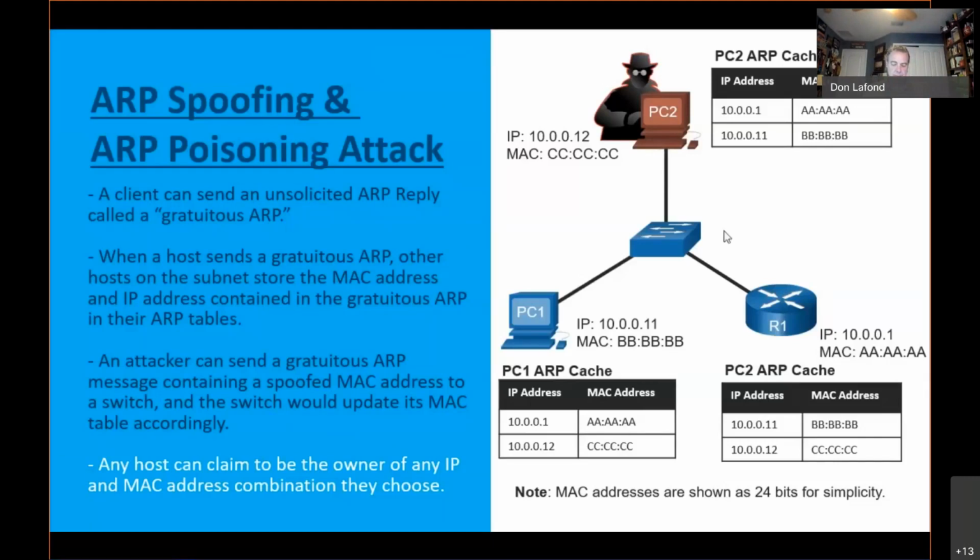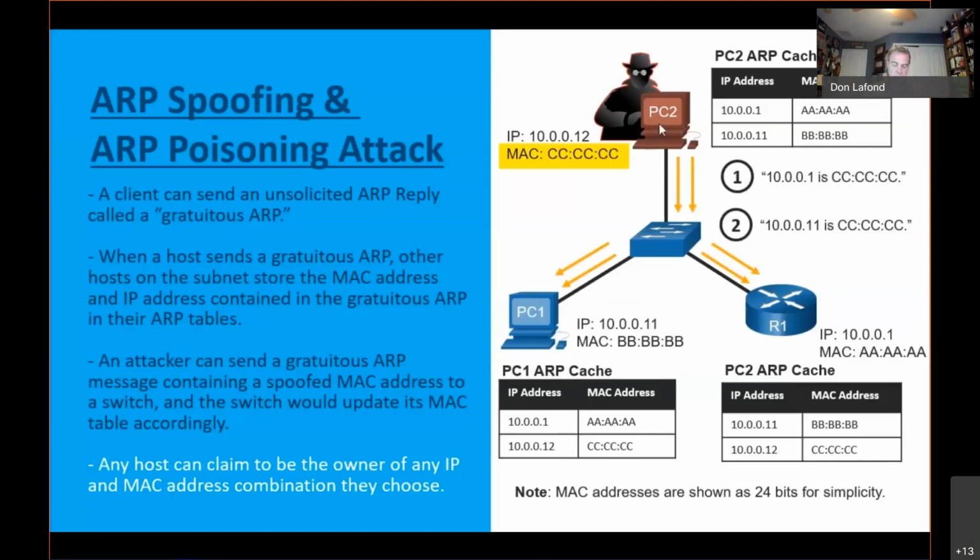Here in our graphic, we've got PC1, PC2, and R1. They all have ARP caches that are up to date and correct. But what's going to happen here is PC2, the threat actor, is going to send out a gratuitous ARP. And that gratuitous ARP is going to claim that 10.0.0.1, the IP address of the router, is reachable by using MAC address all Cs, which is the MAC address of the threat actor. Also, the threat actor PC2 sends out a gratuitous ARP claiming that 10.0.0.11, which is the IP address of PC1, is reachable with MAC address all Cs, which is again the attacker.